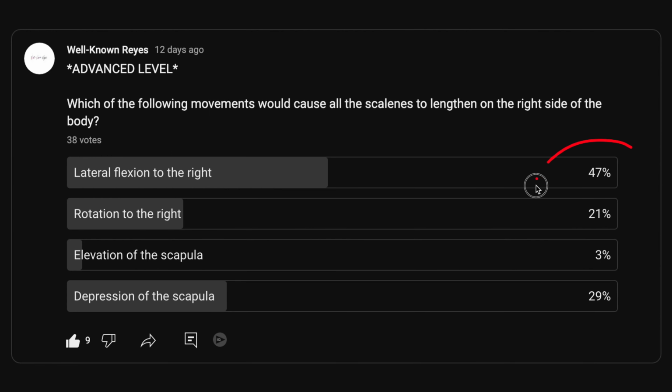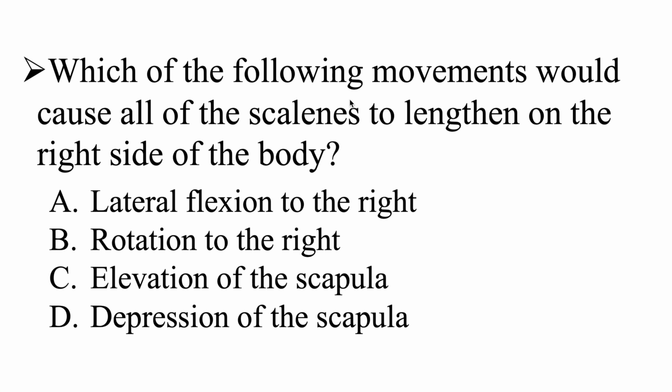So a majority of you went with lateral flexion to the right. So let's see if this is going to be the correct answer. Now, let's take another look at this question to see what we're looking for here. Which of the following movements, so we're looking for a movement, would cause all of the scalenes, so the muscle is scalenes, to lengthen on the right side of the body? And so we are looking for what the scalenes are doing on the right side of the body. What would cause them to lengthen? Which of these following movements would cause those to lengthen?